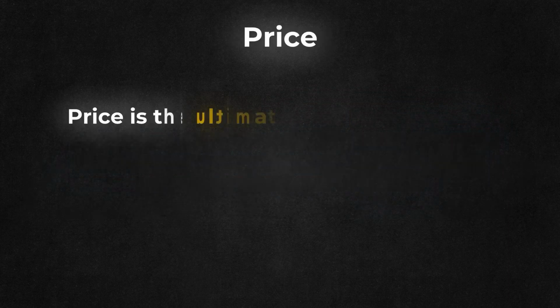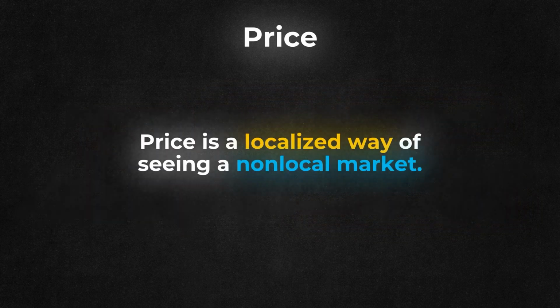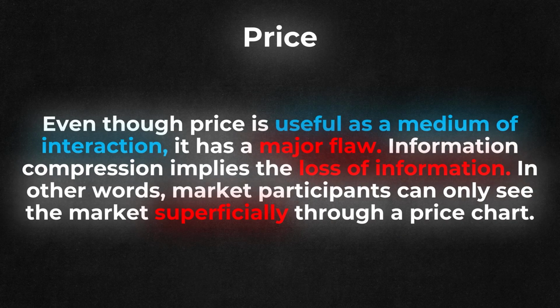Price is the ultimate simplification of a market. Price compresses all the interactions among diverse market participants and the factors that influence these interactions into one single variable. Another way of looking at this is that price is a localized way of seeing a non-local market. Even though price is useful as a medium of interaction, it has a major flaw. Information compression implies the loss of information. In other words, market participants can only see the market superficially through a price chart. We'll explore the peculiarities of price charts in other parts of the course. For now, keep in mind that price is the ultimate simplification of a market.